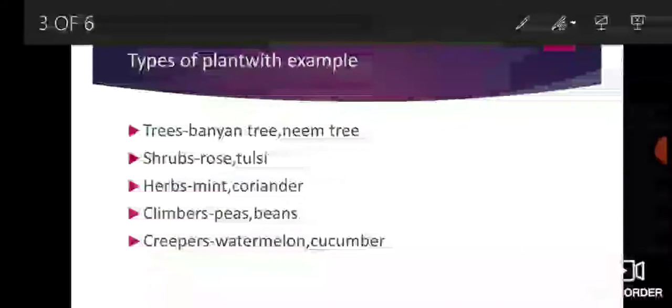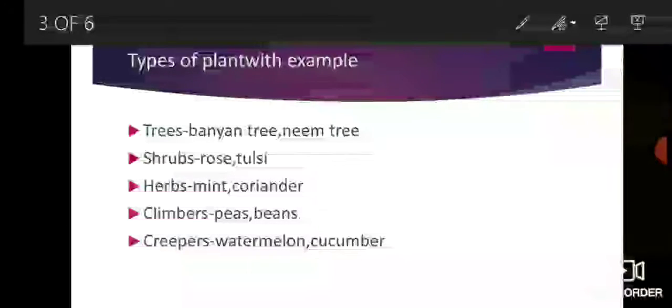Can you say the name of a tree? Banyan tree, neem tree. These trees are very tall. Second type of plants are shrubs. Shrubs have a thin but woody stem, just like rose, tulsi, etc.